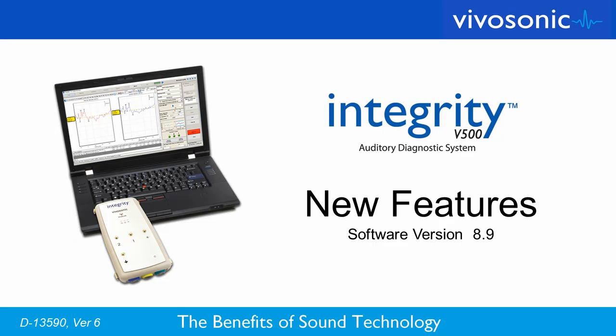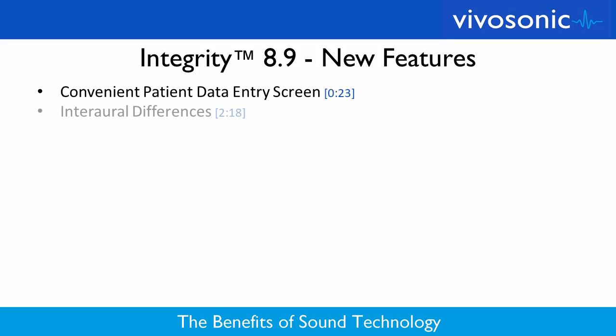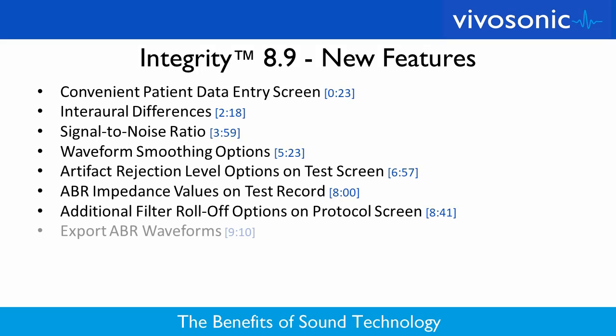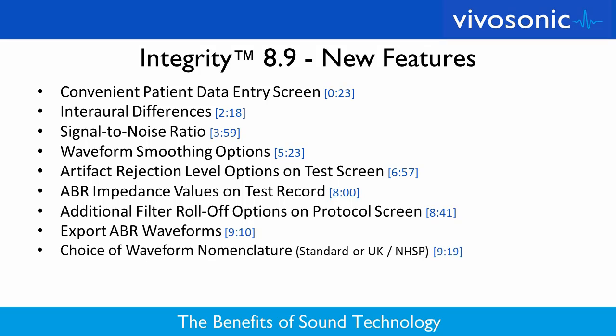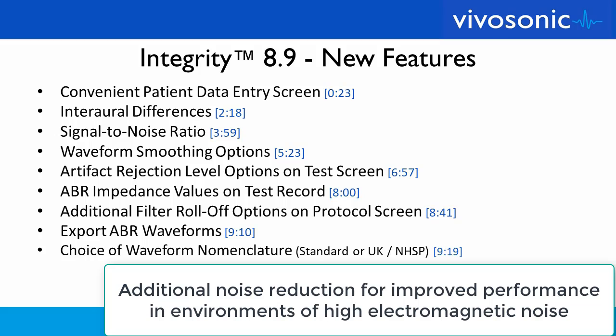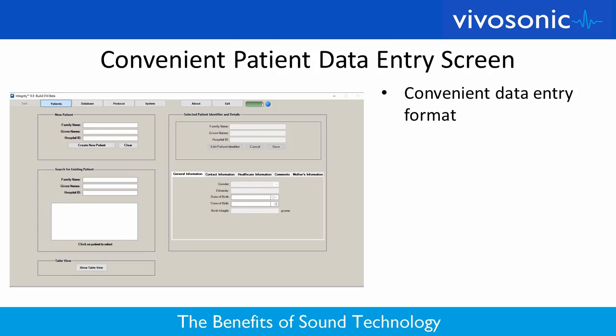New features with Integrity version 8.9. There are many new features with Integrity version 8.9. As well, Integrity Software version 8.9 also includes additional noise reduction measures for improved performance in environments of high electromagnetic noise. Let's look at the new features now in more detail.